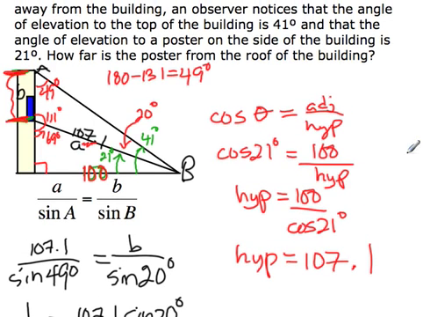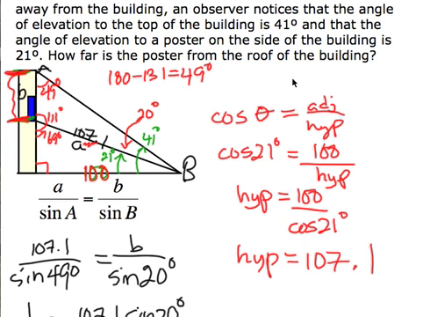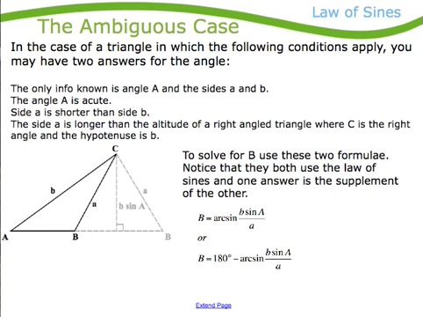All right, last concept in the law of sines deals with something that is a little bit funny with particular information given about a triangle. Specifically, we call this the ambiguous case.